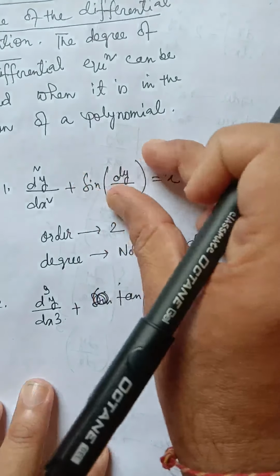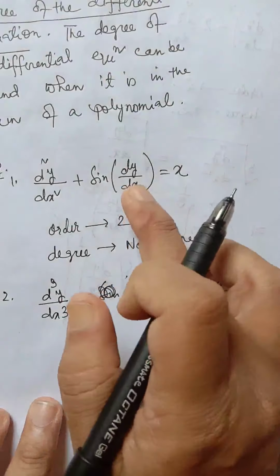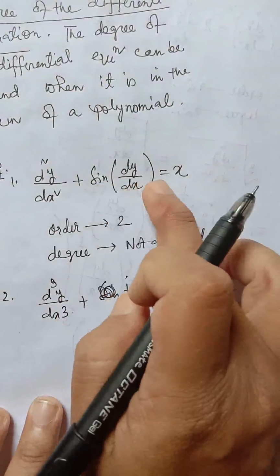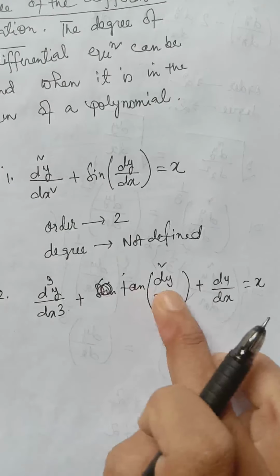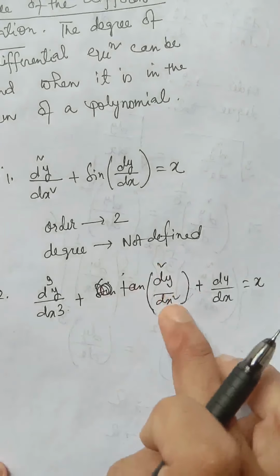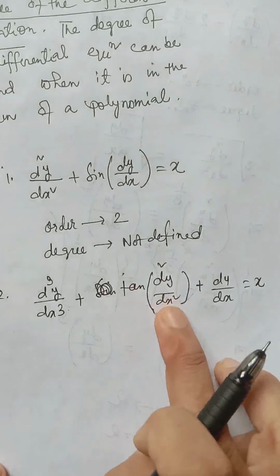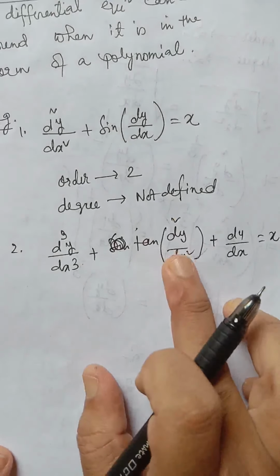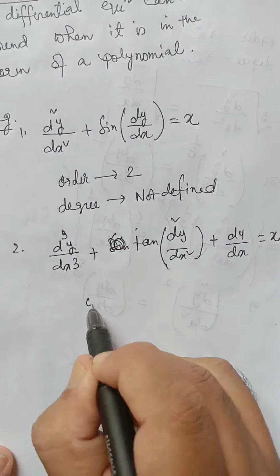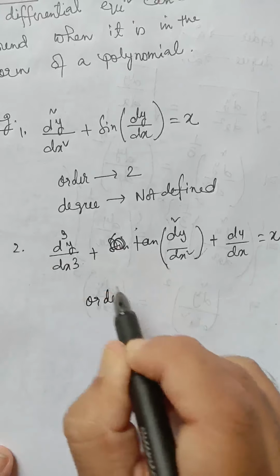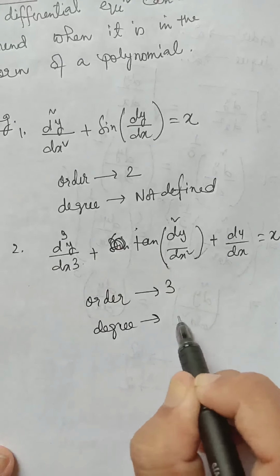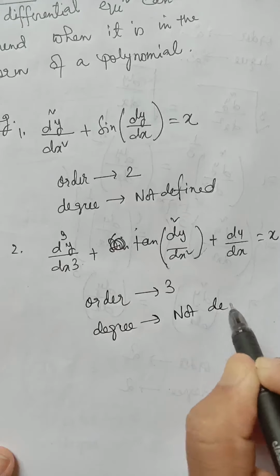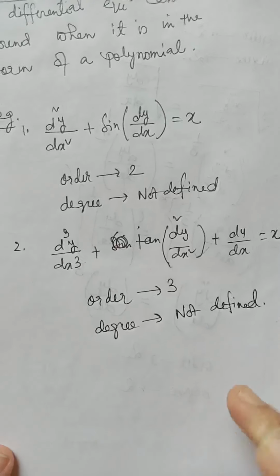This has endless terms. So this is not a polynomial function, therefore degree is not defined. Tan of a differential coefficient is not a polynomial function, therefore its degree is not defined. But order we can calculate. The highest order derivative is 3, so order 3, but degree is not defined.